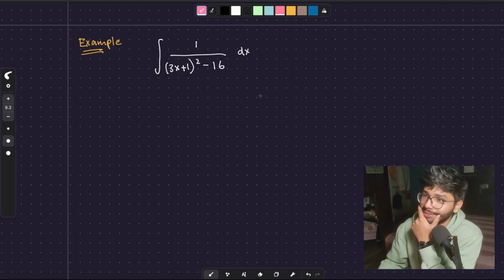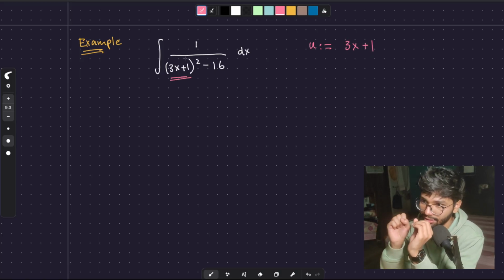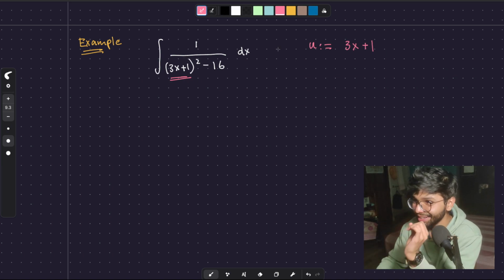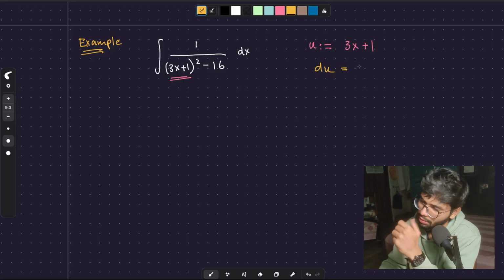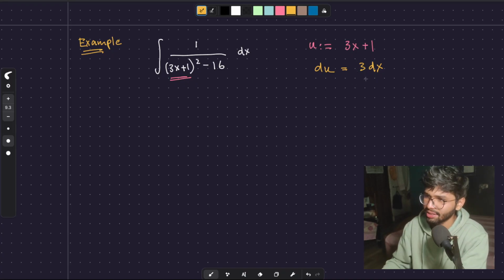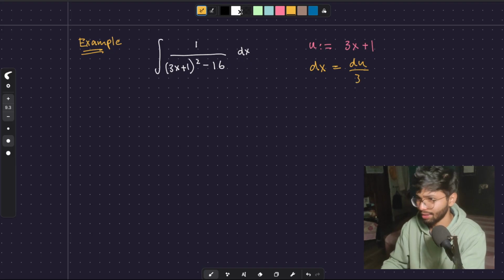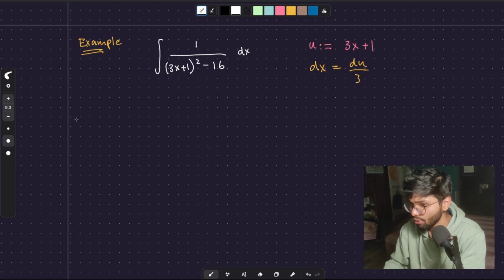Let's do it. So we're going to take a u sub here. That's going to be 3x plus 1, because we need this to be not like this, right? That means we're going to have du equal to, if you're 3x, then it's just 3. So du will equal 3 dx. Amazing. That means dx is going to be du by 3. We're going to replace them both over here.